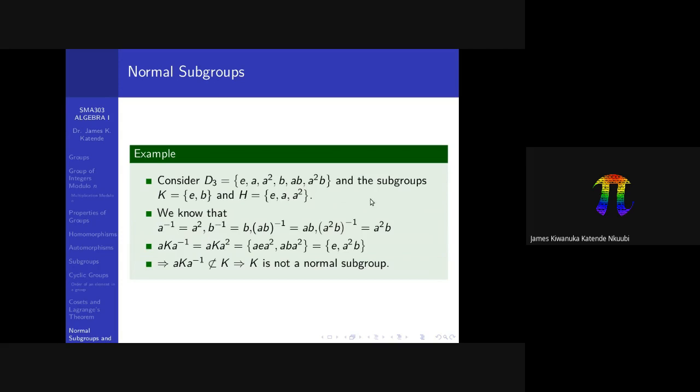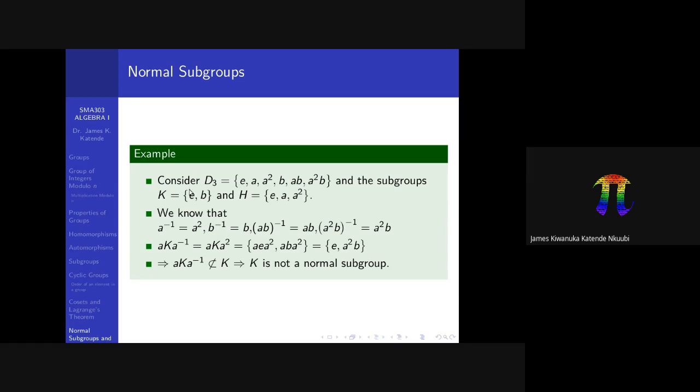Because we need to multiply by an element on the left and the inverse of the element on the right, we need to find the inverses of each of the elements, and we have listed them here. We had seen this earlier. We just need to recall that A inverse is the same as A squared, B inverse is its own inverse, AB inverse is also its own inverse, and the same is true for A squared B. And the inverse of A squared will be A. So we have all that information.